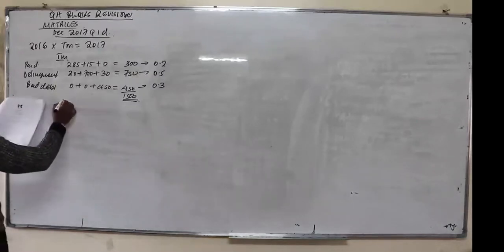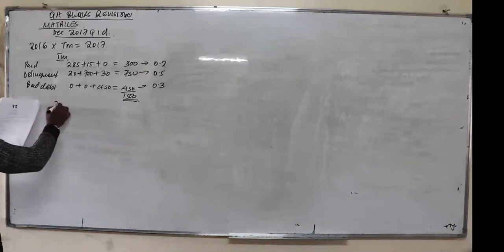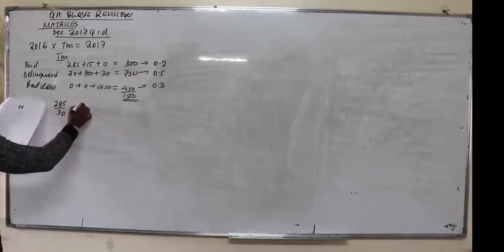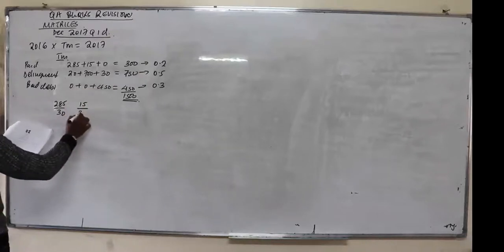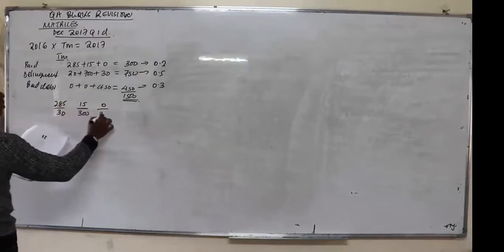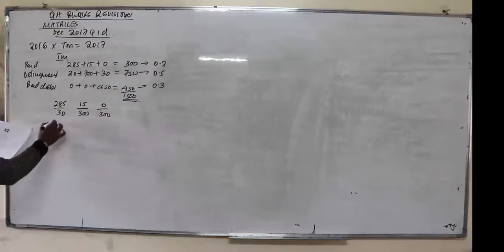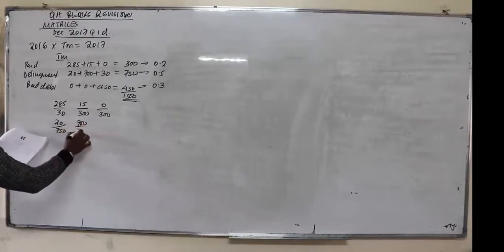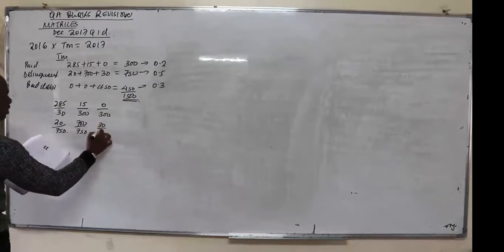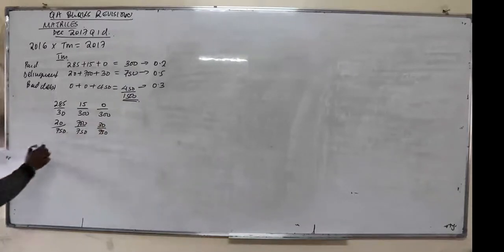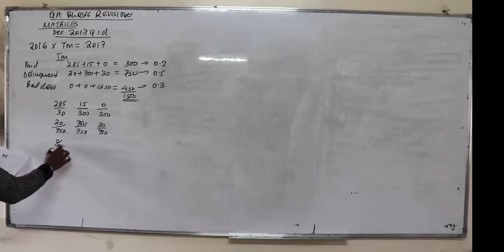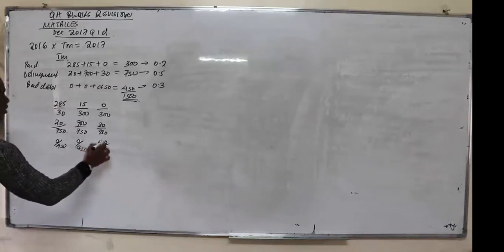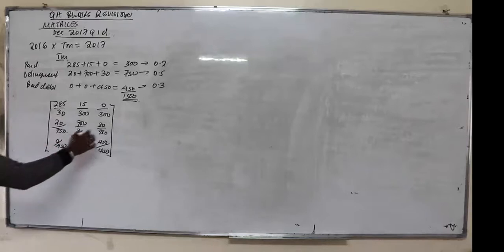Let's start with paid. You will take 285 over the total, and the total is 300. Then you take 15 over 300, and then we have 0 over 300. Then for delinquent you take 20 divided by 750, 700 over 750, 30 over 750. Then 0 over 450, 0 over 450, and then 450 over 450.